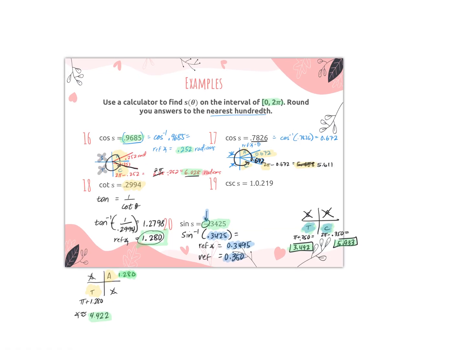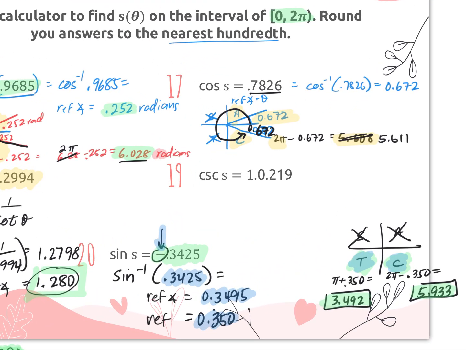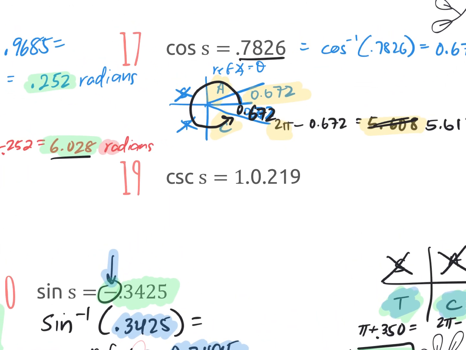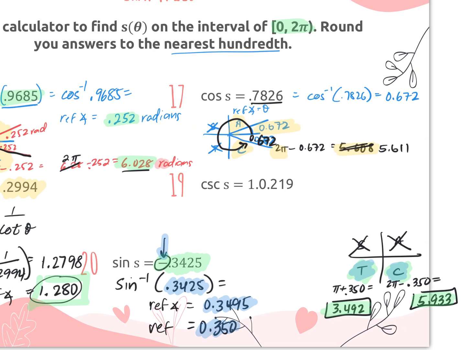I think I skipped one here. I believe I skipped number 19. Last one on this slide, I've got the cosecant. And there's definitely a problem here, right? 1.0. I think this is the mistake here. I think it would be 1.0219. Let's try that, okay? So let's get rid of that other one.